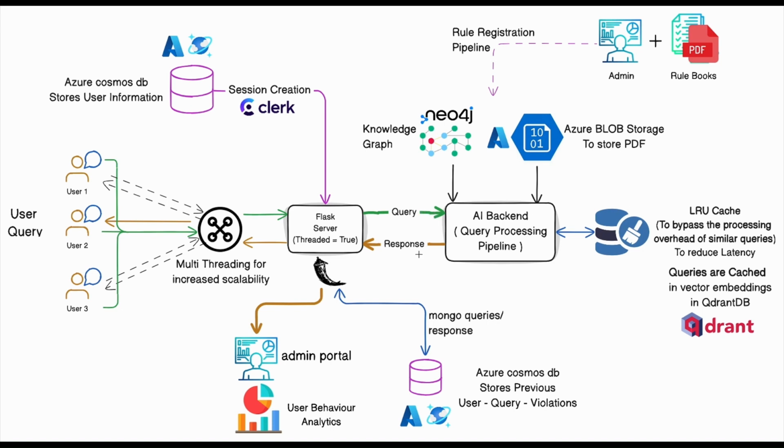All the user queries and their corresponding violations are stored in Azure Cosmos DB, which is further used to show the user behavior analytics in the admin panel. Similar queries are cached to bypass the processing overhead of these queries, which helps in reducing latency. The queries are cached in vector embedding format in Qdrant DB to compare the similarity of two different queries with respect to a given threshold, which is 95%. If cache hit count for a query is more than 3, then the cache entry for that query is deleted.